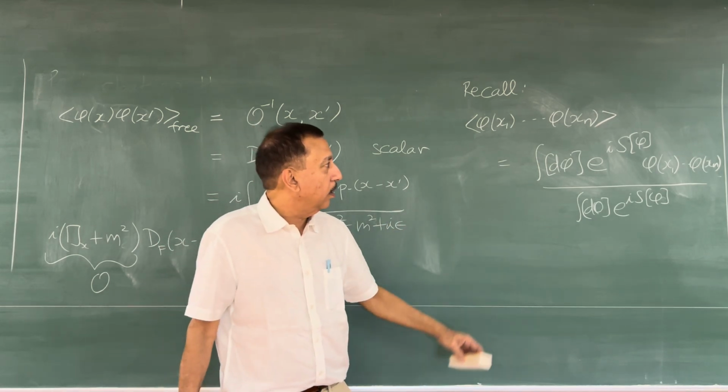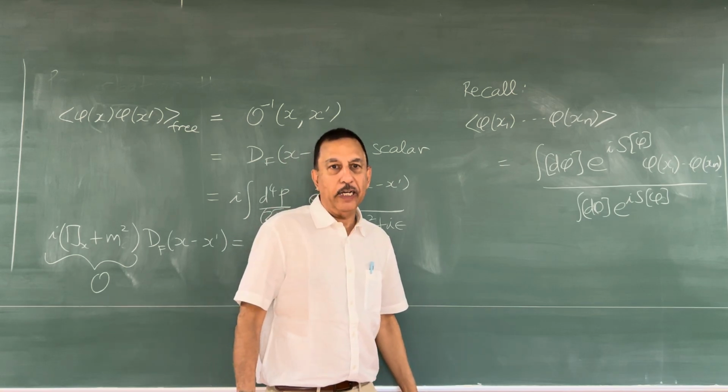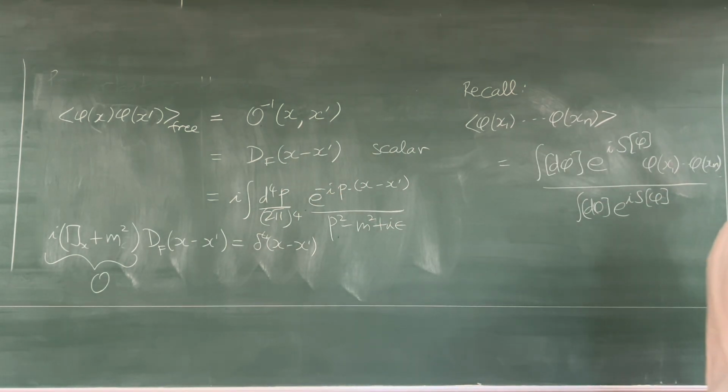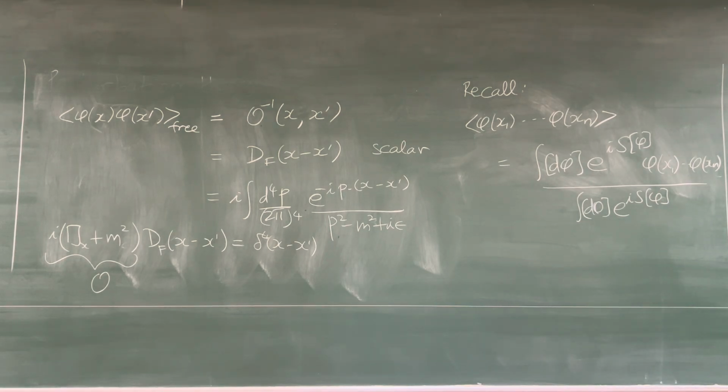Now we can ask the question, well, what if the theory is not free? So far we've solved the problem for the free theory. And what we argued then is that if the theory is not free, then we get an expansion in powers of the interaction. So I wrote down for you a formula which I'm looking for.